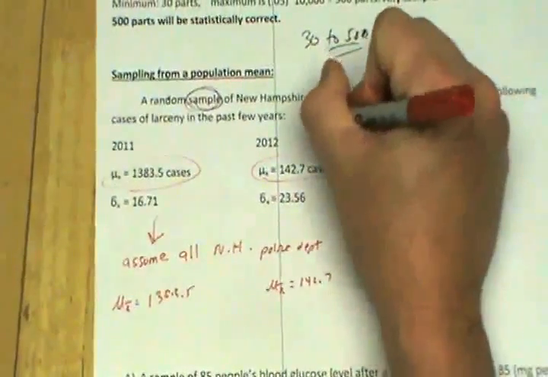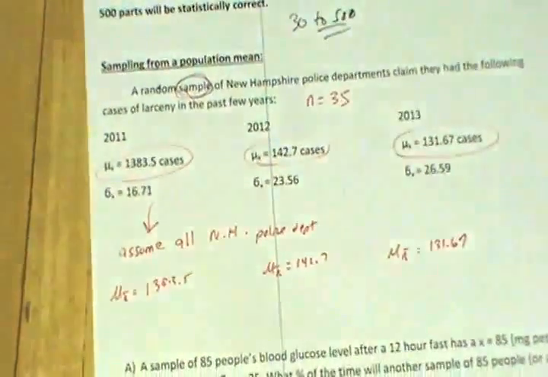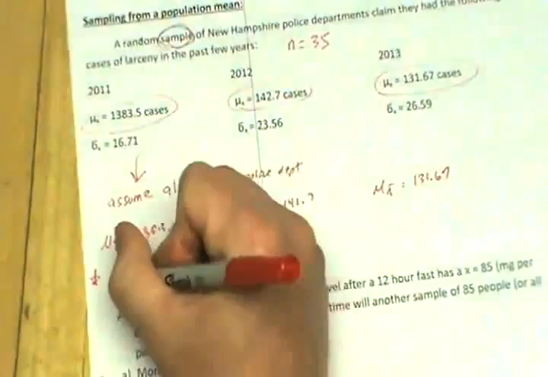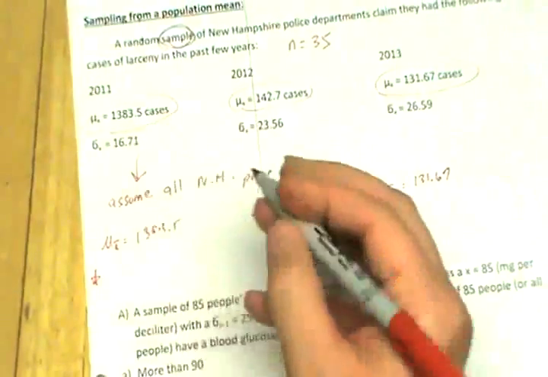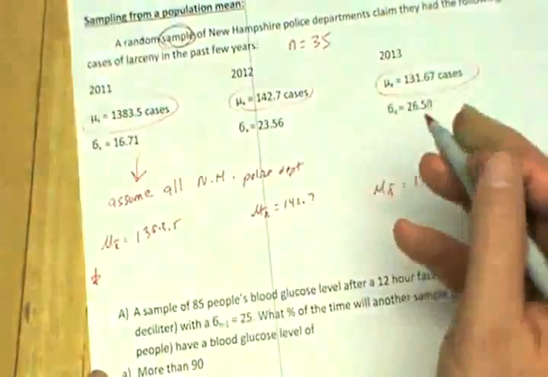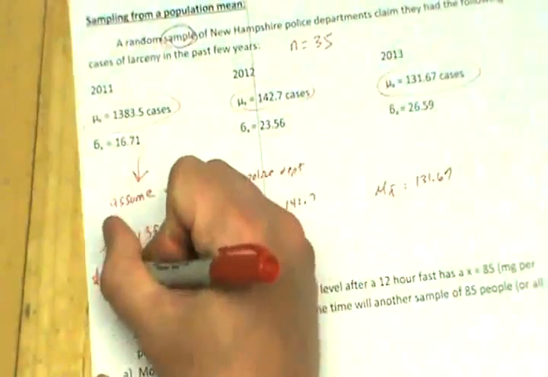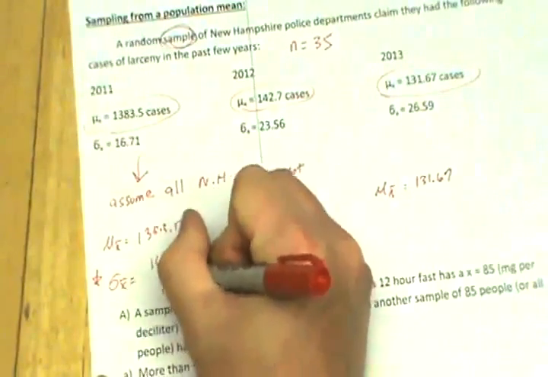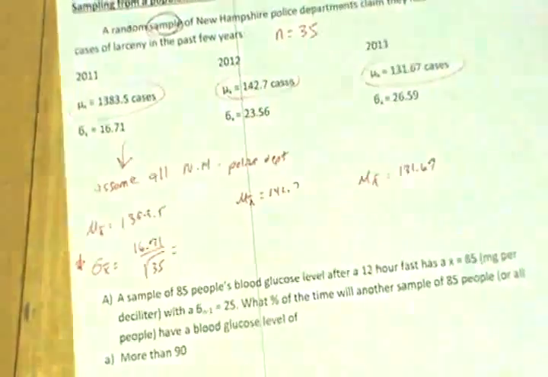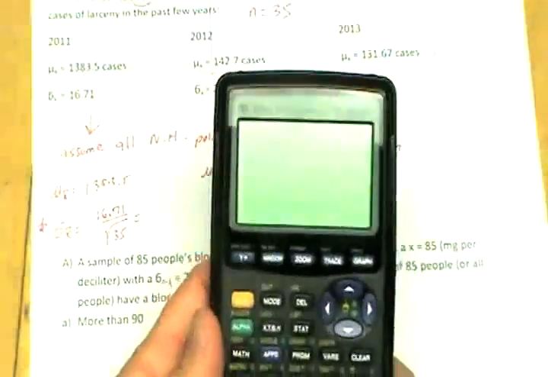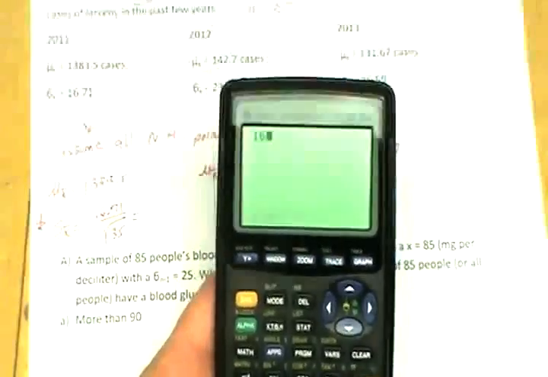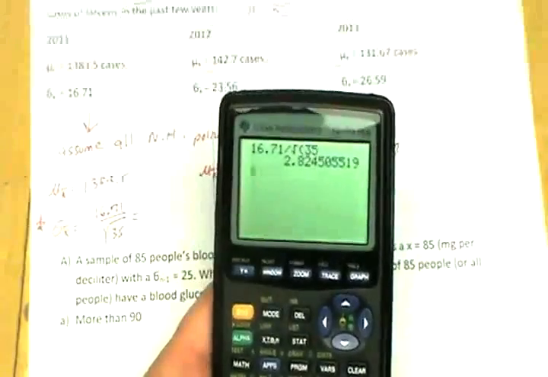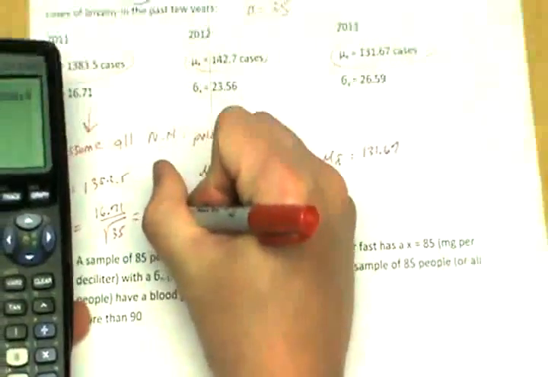If the sample size, let's say, was 35 police departments, then what you have to do is change the standard deviation from the sample to get the standard deviation of all. The only thing that's going to be changed in these cases is the standard deviation. The standard deviation is going to be the standard deviation of your sample, but then you divide by the square root of the sample size. I'll show you how this works. In our calculator, the standard deviation is going to be 16.71, and we're going to divide that by the square root of the sample size, which is radical 35, and we're going to get back 2.82. So this is our new standard deviation.